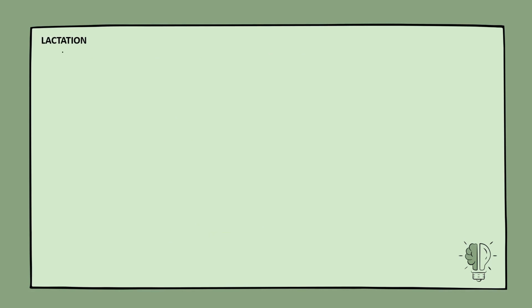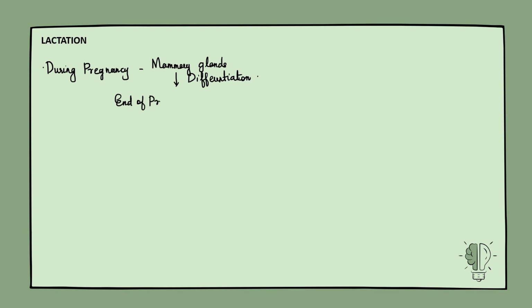All right. Parturition is then followed by lactation. Now, during pregnancy, the mammary glands undergo differentiation. And by the end of the pregnancy, the mammary glands begin to produce milk, and this process is called lactation. What is it called? It's called lactation.